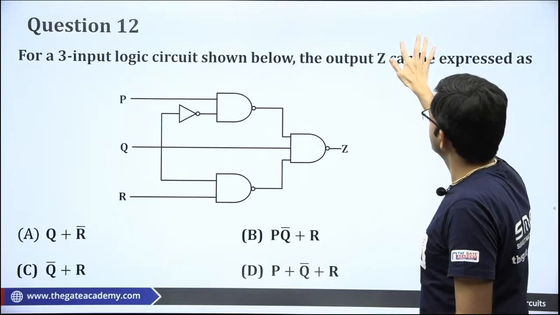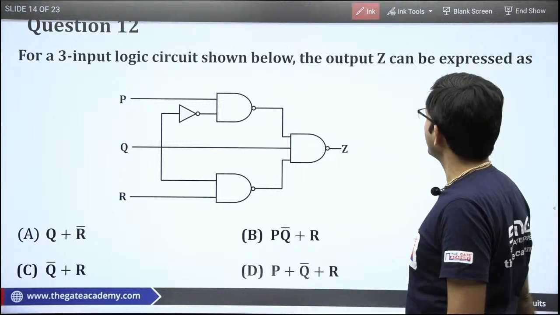Next question. This question is also related to logic gates. You have to find the output expression.